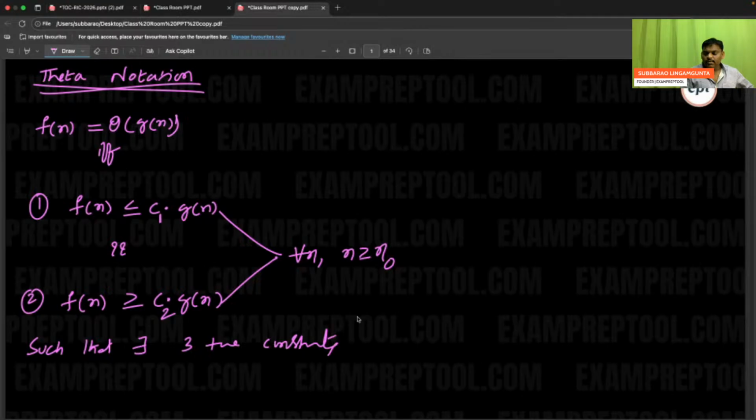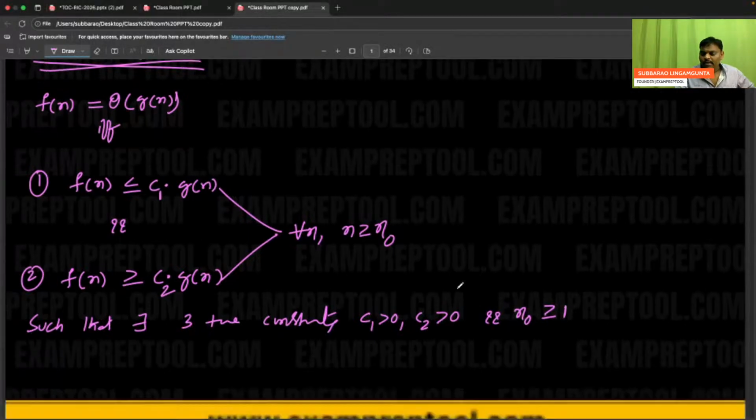Such that there exist three positive constants: C1 greater than 0, C2 greater than 0, and n0, the starting n value, greater than or equal to 1. So this is the definition. You may not get that much clarity, but let's take one example.